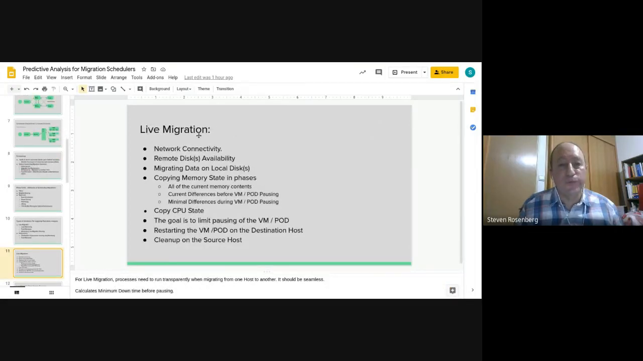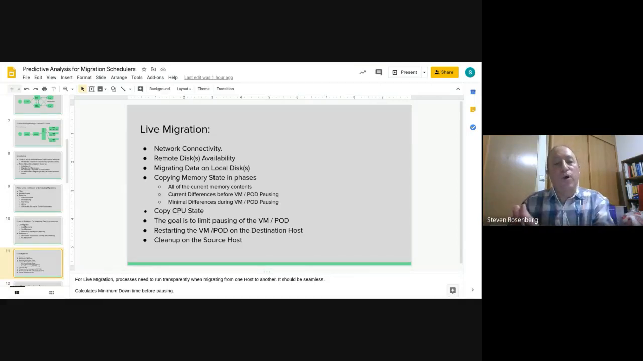So, live migration. There are a few things to consider with live migration. Remember, we're migrating a process from a source host to a destination host. So the first thing to consider is the connectivity. We also need to consider the remote disk availability. We need to migrate all of the local disk data from the source host to the destination host as well.